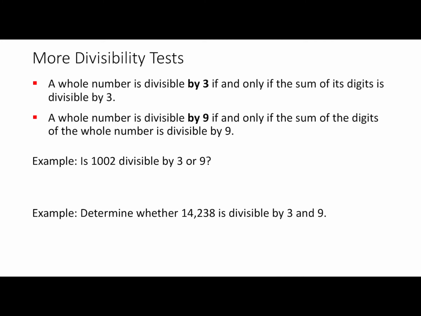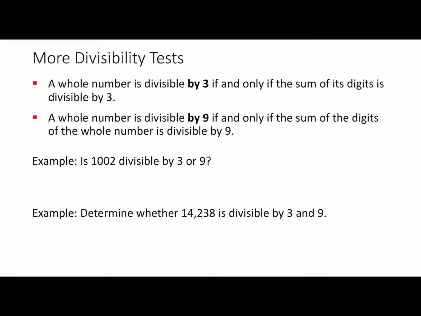Let's add a couple more divisibility tests. A number is divisible by 3 if and only if the sum of its digits is divisible by 3. So I'm going to add up its digits and check if that number is divisible by 3. We have a similar test for divisibility by 9. A number is divisible by 9 if and only if the sum of its digits is divisible by 9.